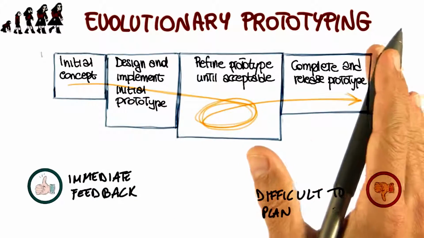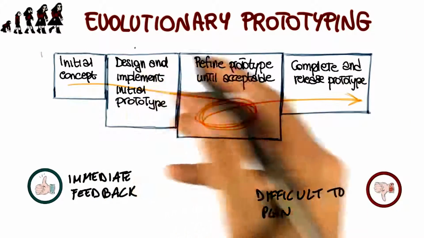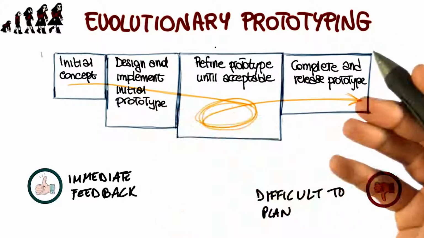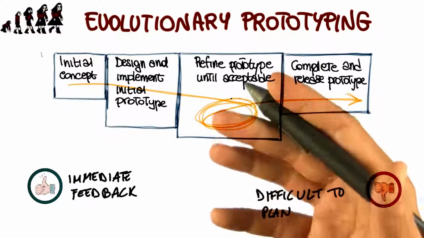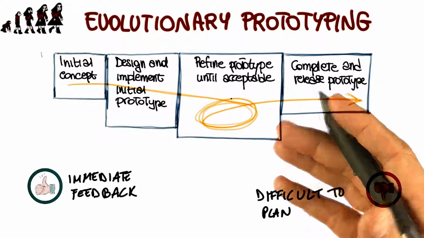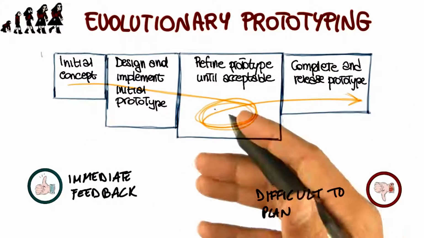Something else I want to point out before we move to the next software process model is that there are many different kinds of prototyping. So evolutionary prototyping is just one of them. For example, throwaway prototyping is another kind of prototyping in which the prototype is just used to gather requirements, but is thrown away at the end of the requirements gathering, instead of being evolved as it happens here.